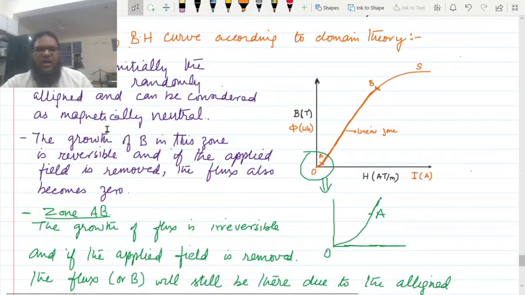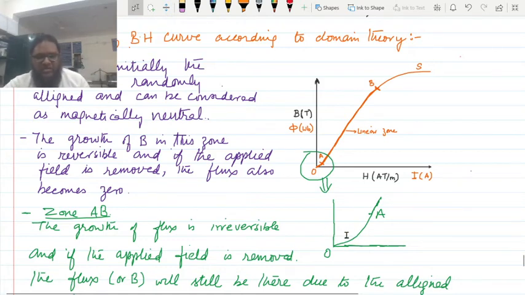Now initially the domains are randomly aligned and can be considered magnetically neutral, and the growth of the magnetic field in this zone is reversible. I am talking about this zone; if I magnify this zone, it will be somewhat like this. In this zone, if I have given some magnetic field intensity or current, a little current, and because of it a little flux has developed, then whatever alignment of the domains has happened through this flux will be reversible. The domains can go back to their original position.